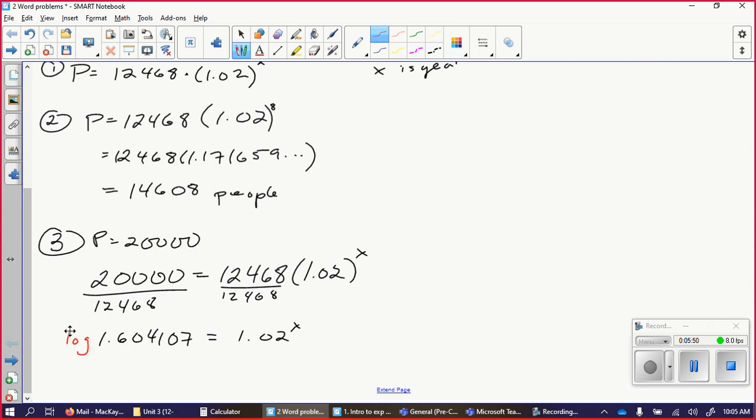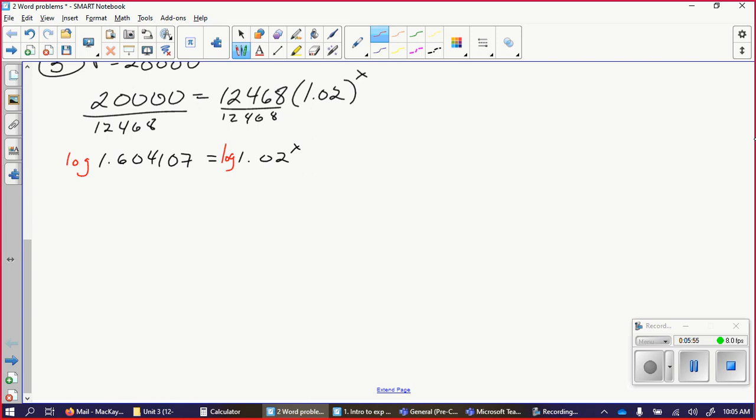Log both sides. If we log both sides, well, sorry, the color's wrong. 1.604107. Well, now we use our rules of logs. I'm going to take that down in front. X times the log of 1.02.